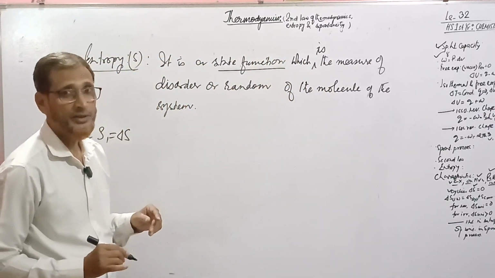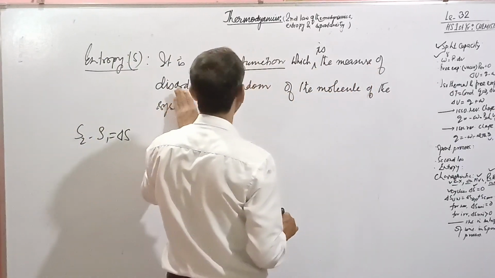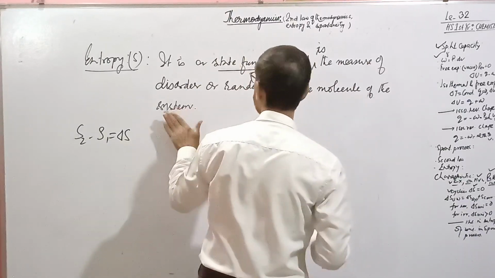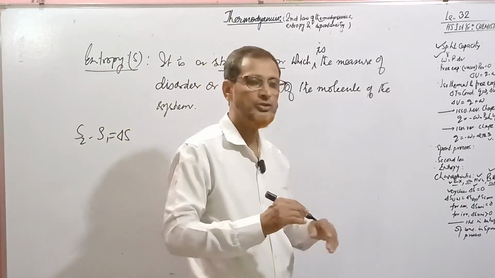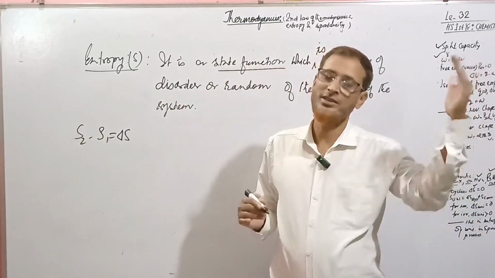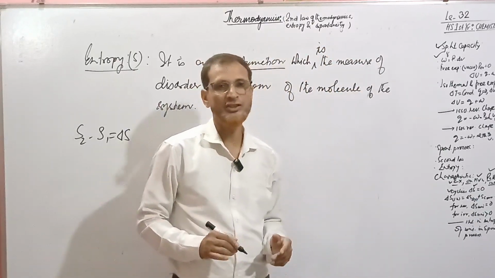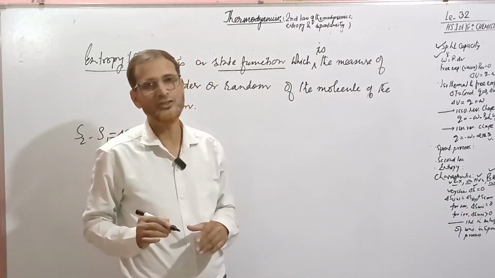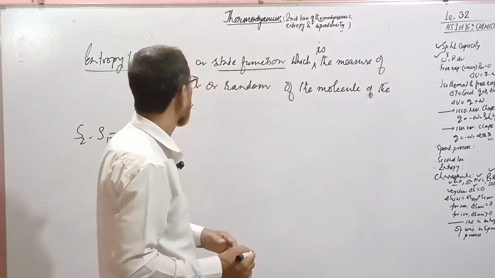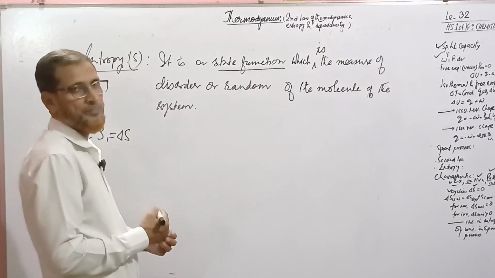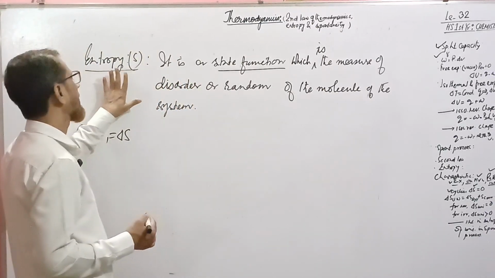Now what is entropy? It is nothing but the measurement of disorder or randomness of the molecules of the system. In a system, there are gas molecules. These gas molecules move in a haphazard way, in zigzag fashion. So the randomness or disorder of the molecules of a system, or of anything in this spacious universe, is termed as entropy.